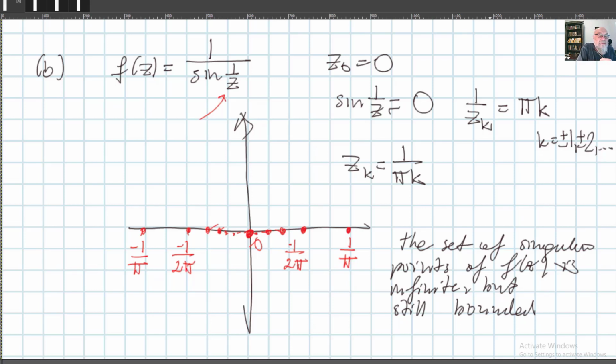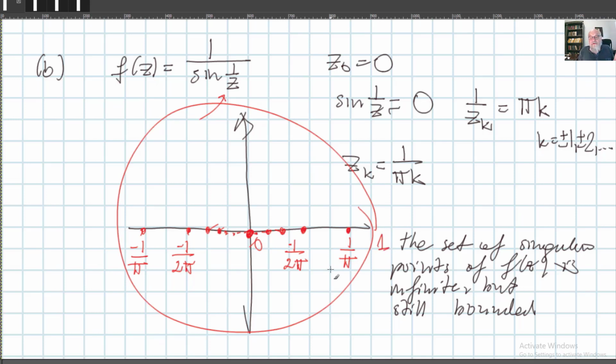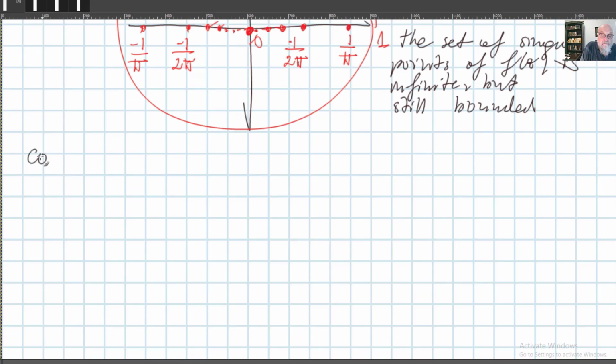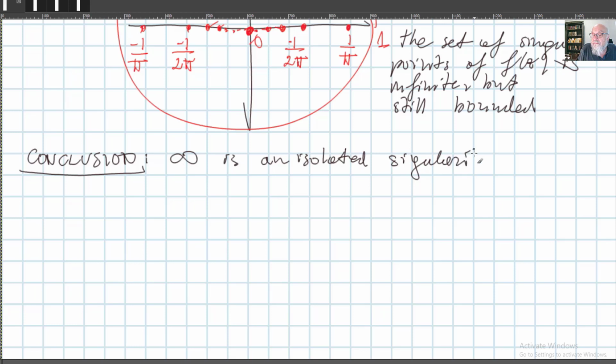And you can easily notice that they are all contained in the unit ball, like a unit circle, inside the unit circle. Bounded. So that means, conclusion: infinity is an isolated singularity of f of z. Very good.